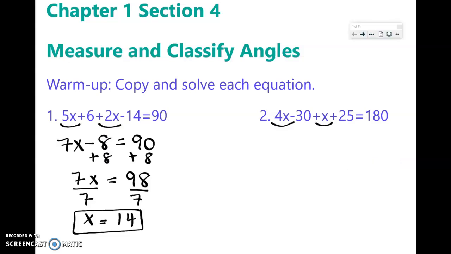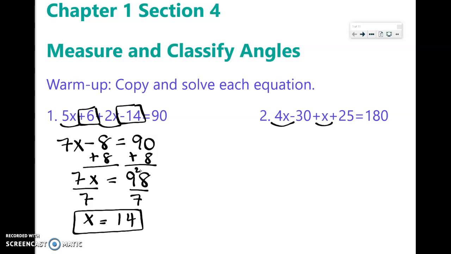Okay, in case you need a refresher, number one, I solved this one for us. On the left-hand side, you combine like terms. 5x plus 2x is 7x, and then a positive 6 minus 14 is negative 8. Move the 8 over by adding 8 on both sides, and then divide both sides by 7. 7 goes into 9 once with 2 left over, and 7 goes into 28 4 times. So for number 1, the value of x is 14.